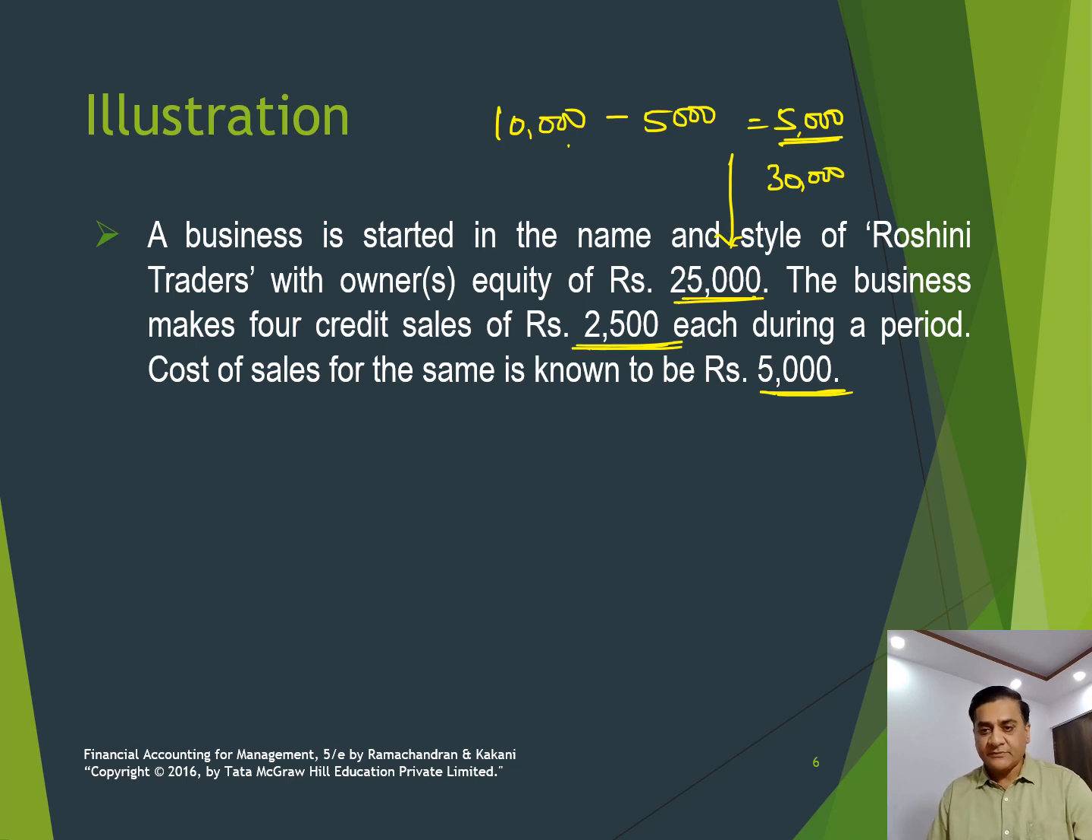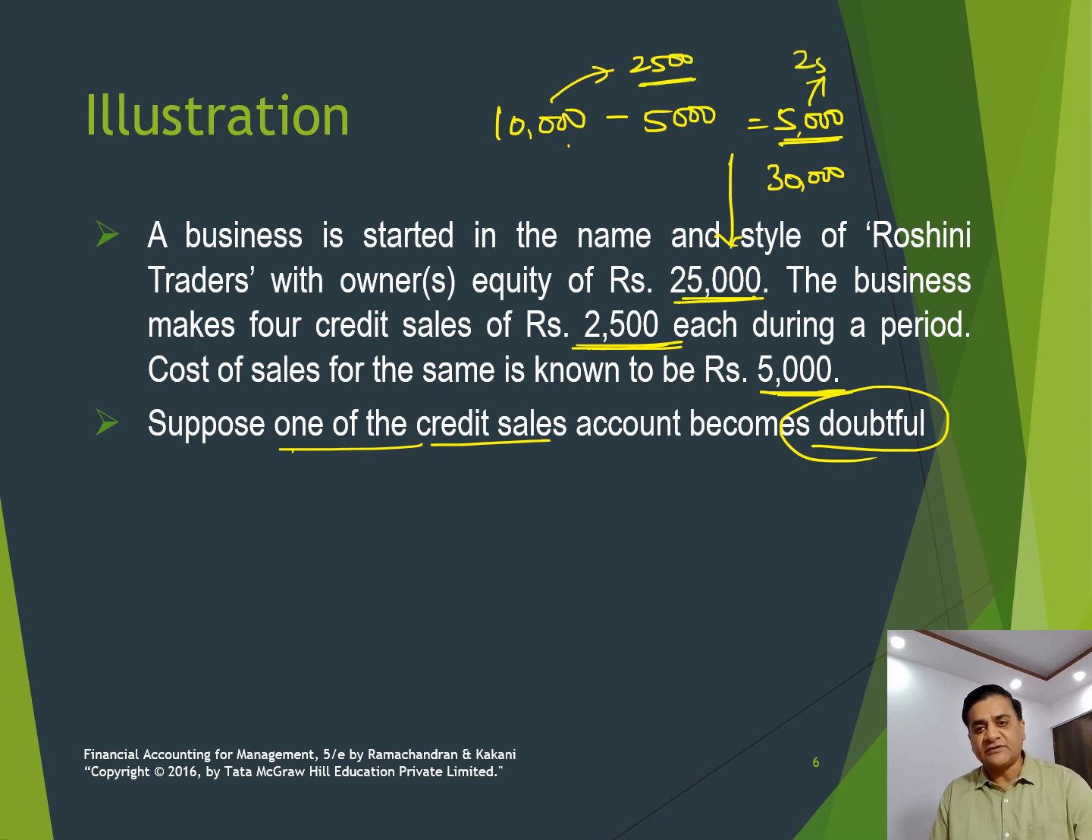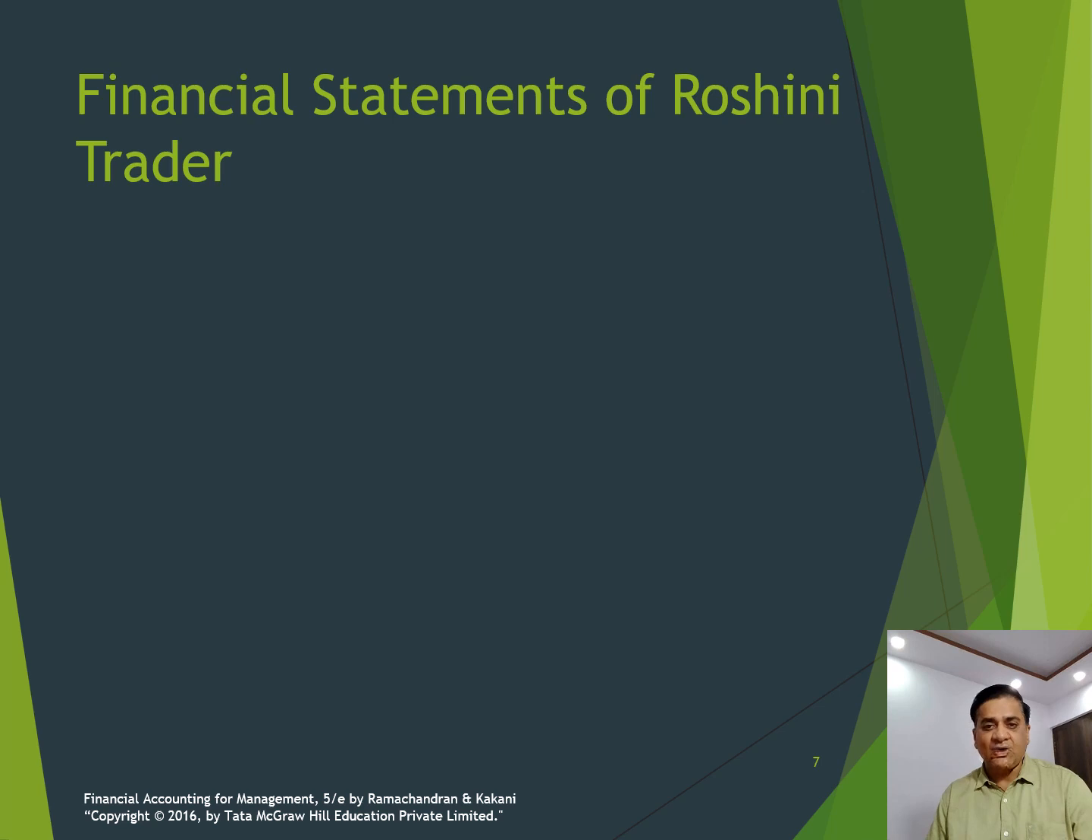Simple. Let's see. Suppose one of the credit sales becomes doubtful, which means 2,500 out of this 10,000 becomes doubtful, then my profit of 5,000 gets reduced to 2,500 because I won't be receiving this amount. Clear? Going by the same logic, let's see how the accounts look.